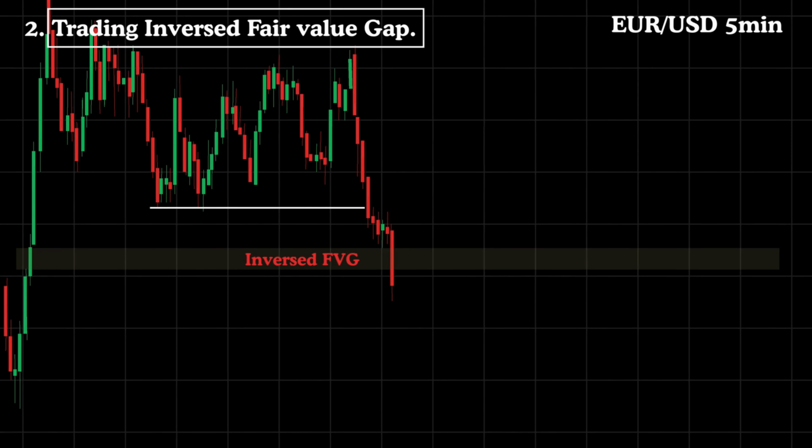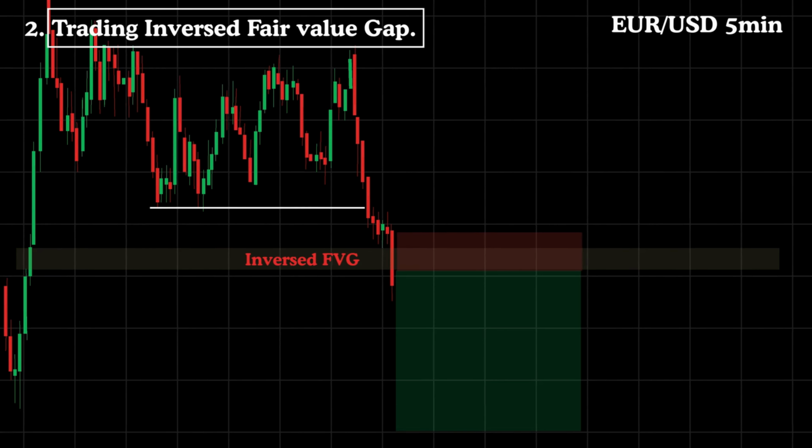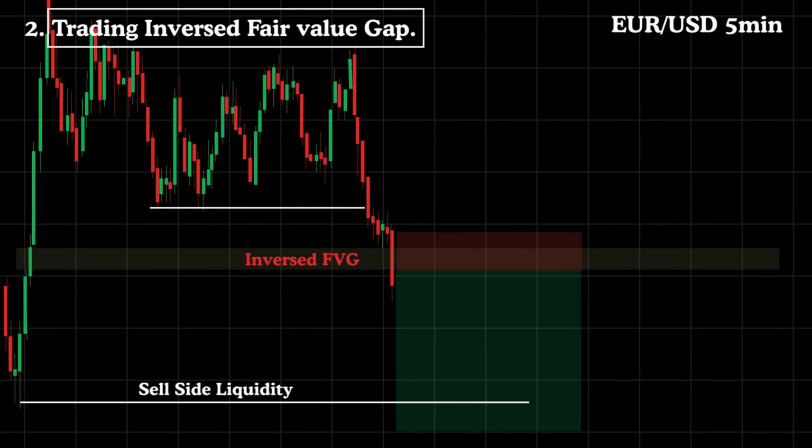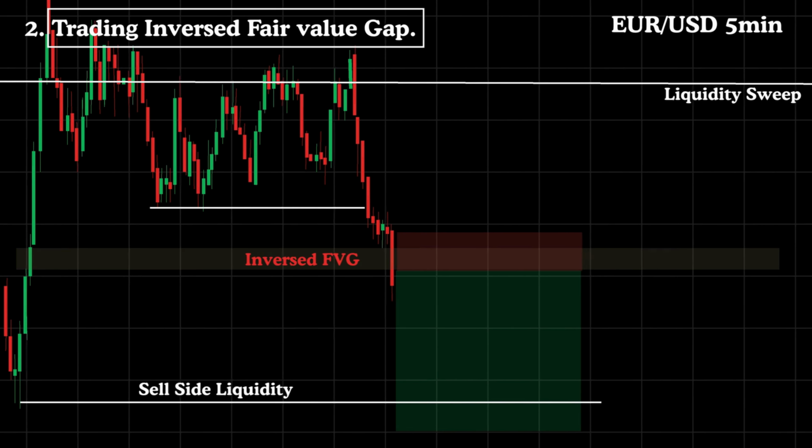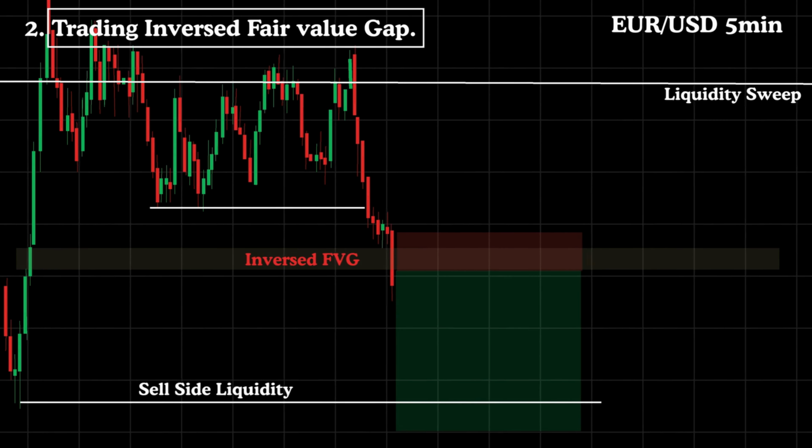Just set a sell limit at the lowest boundary of the inverse fair value gap and aim for the nearest sell-side liquidity on the current time frame, or target a higher time frame liquidity pool if you're looking for a bigger move. Now, let's see how this trade unfolds.